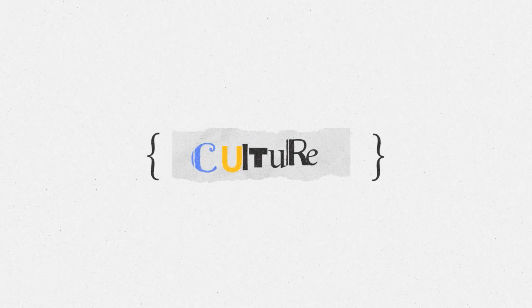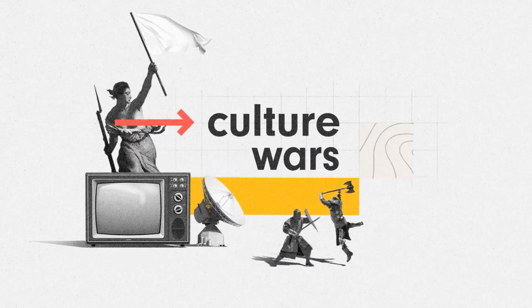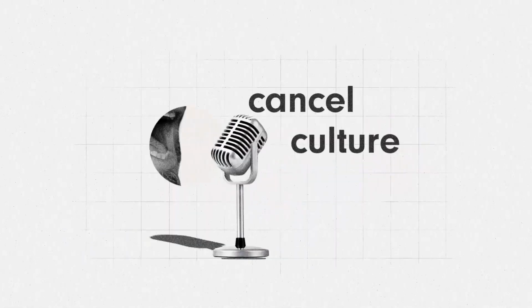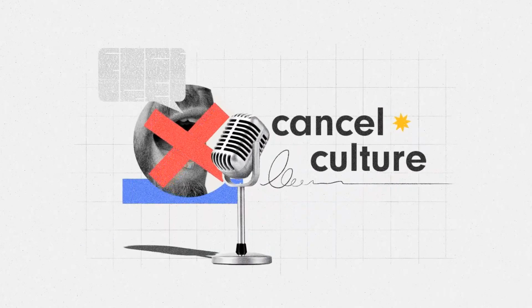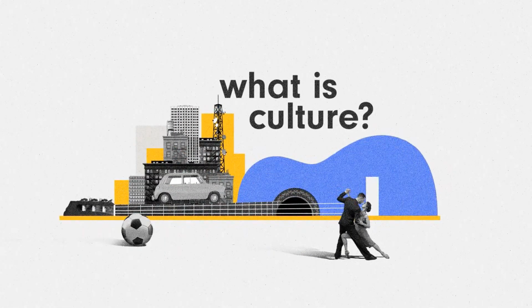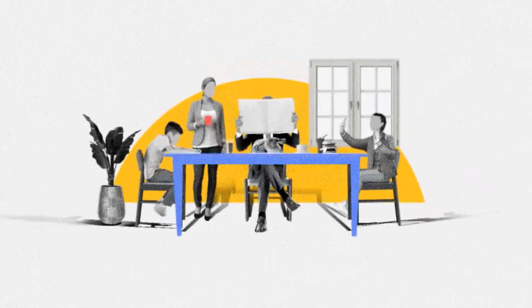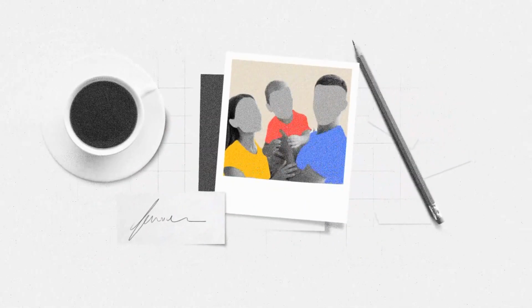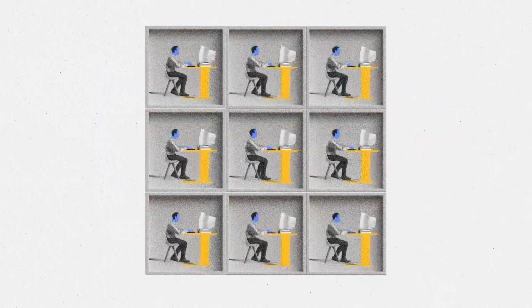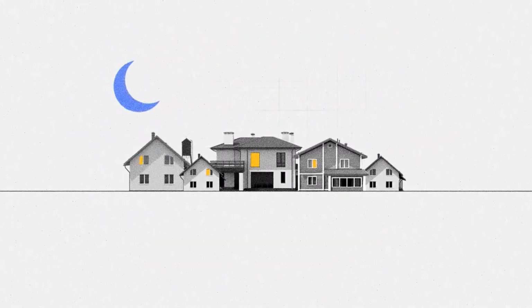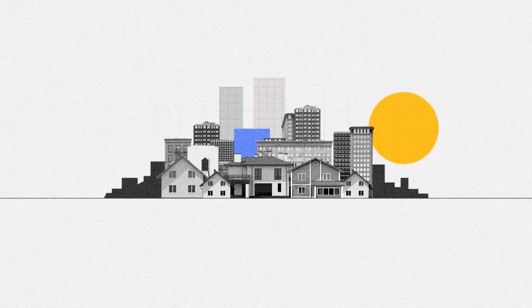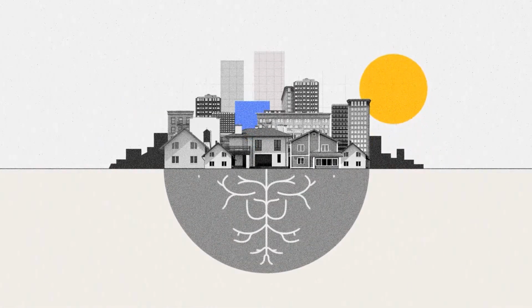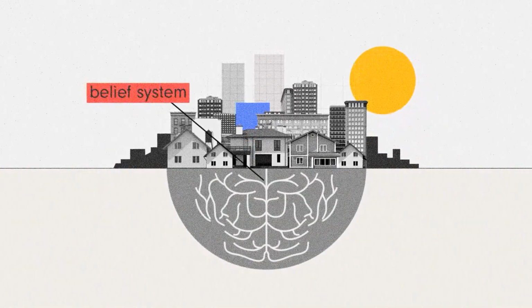We hear a lot about culture these days, everything from culture wars to cancel culture. But what exactly is culture? In the broadest sense, culture is simply the way we do things. Culture describes a group's values, customs, and behaviors, whether the group is a family, a business, an organization, a community, or an entire civilization. At the root of every culture is a deep system of belief or a form of worship.